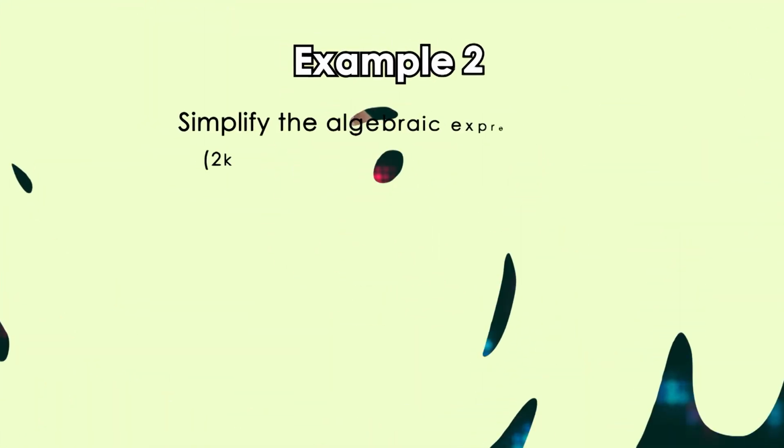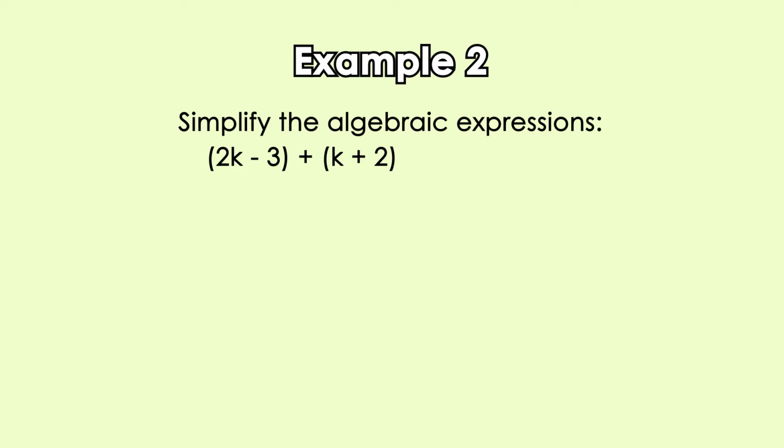Simplify the following algebraic expressions. Add 2k minus 3 and k plus 2. Before gathering the like terms, there is one extra step that we must do. Who would like to guess what the extra step is before rearranging the like terms? That's spot on. We must remove the brackets.